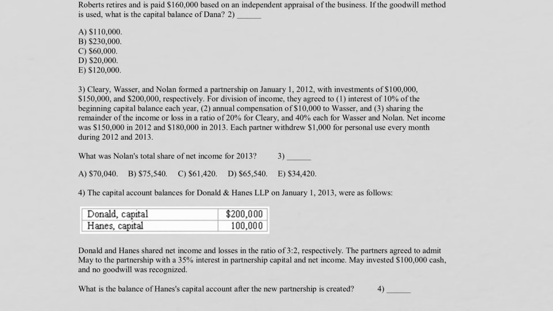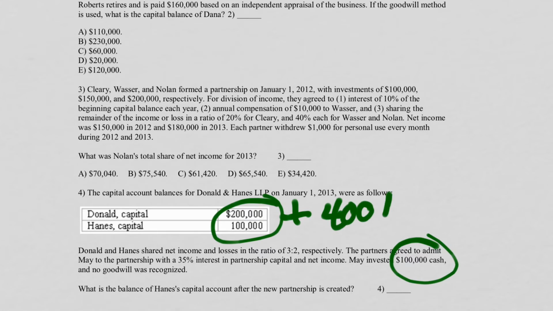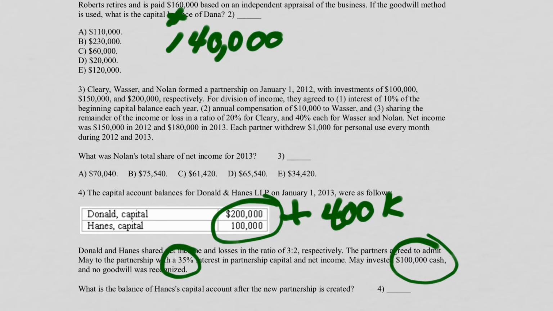So number 4 goes like this. It's not so bad. We're going to bring in a new partner for 100,000. So when he gets finished with that, we're going to have 400 in net assets. The way we're doing it is not through goodwill, but he's supposed to have 35%. So 35% of the 400 will be 140. So the new partner's capital account must be 140.